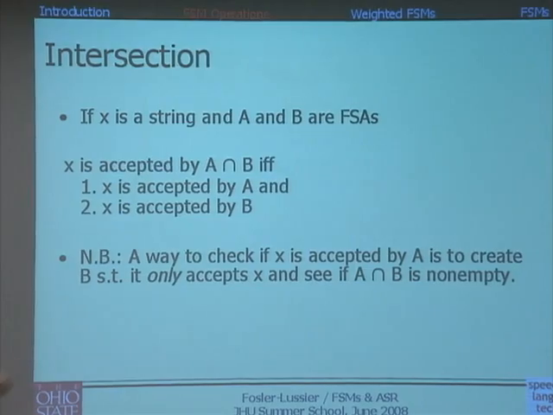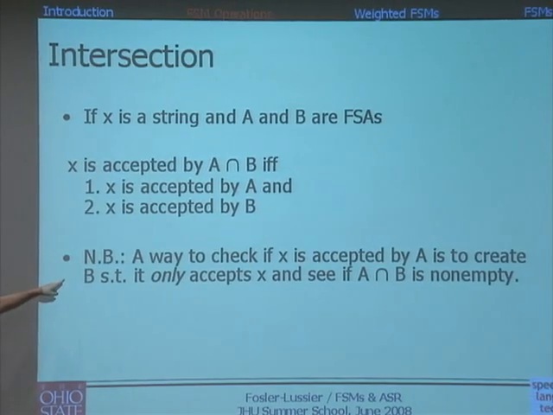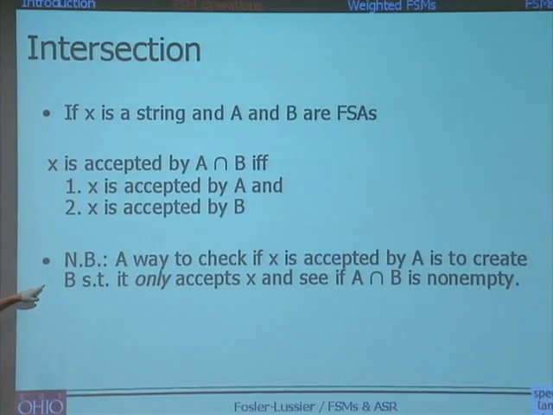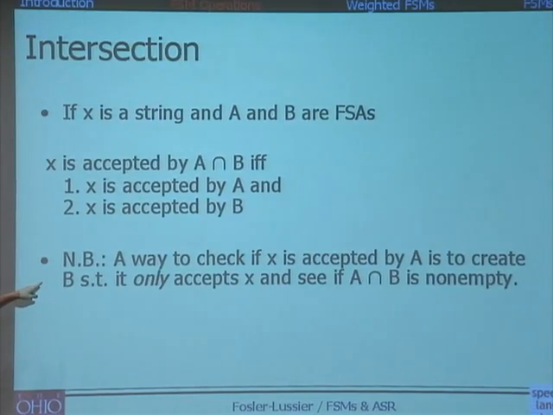Now, this is actually important because a lot of these toolkits don't actually provide a way to say, is this a member of my language, right? The way you say that is you create an FSA which basically contains the string that you're interested in, and then you intersect it with the thing you're trying to test against.